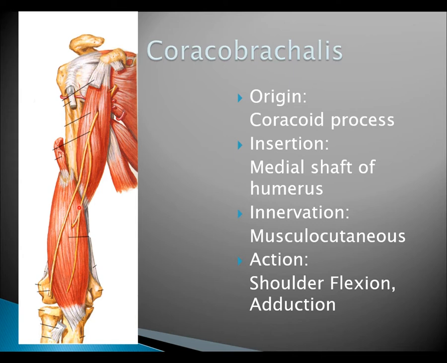It is not going to cross the elbow joint, so it's going to start on the coracoid process, shoot straight down, and insert on the anterior medialish part of the humerus. So it's a relatively short muscle, but will have the same line of pull as the bicep brachii. It's also innervated by the musculocutaneous nerve, which is the same one that innervates the bicep brachii. It's also going to have the same action as the bicep brachii, with shoulder flexion and shoulder adduction.